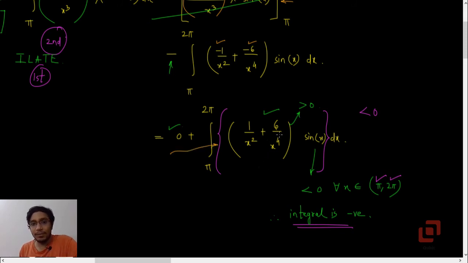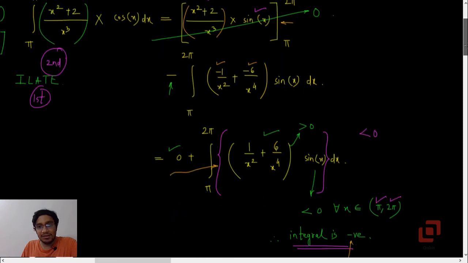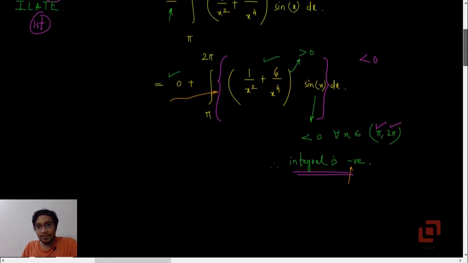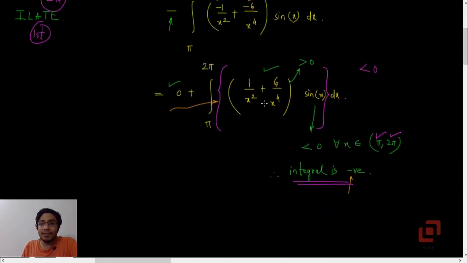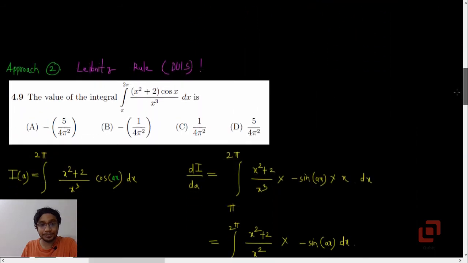Okay, 1 upon x squared plus 6 upon x to the power 4 into sine x. Although we know the sign of the integral, we still don't know how to evaluate it. Because we have two negative options, this method is inconclusive. That means we are eventually in a similar situation: algebraic function into trigonometric function. So I thought of changing my approach, and then I went to approach 2.